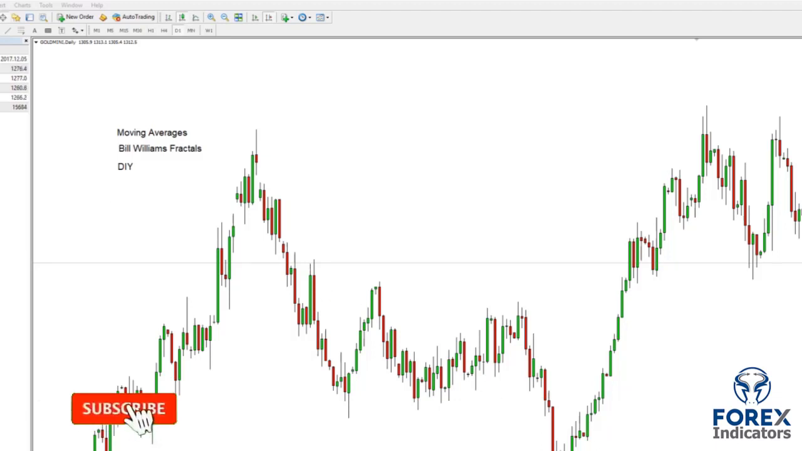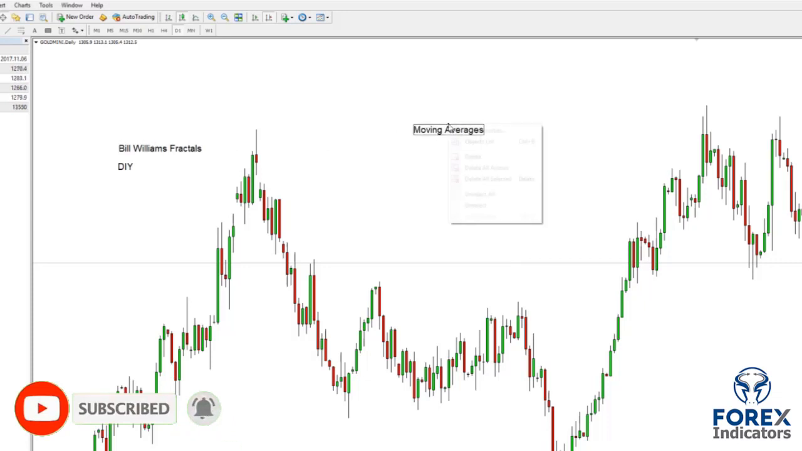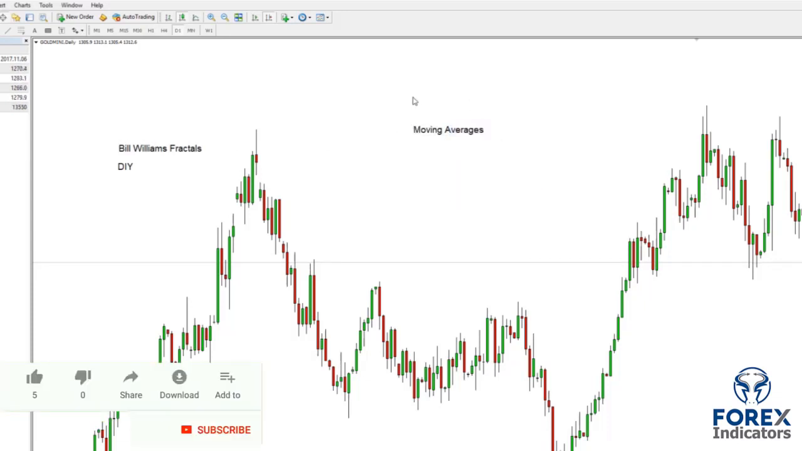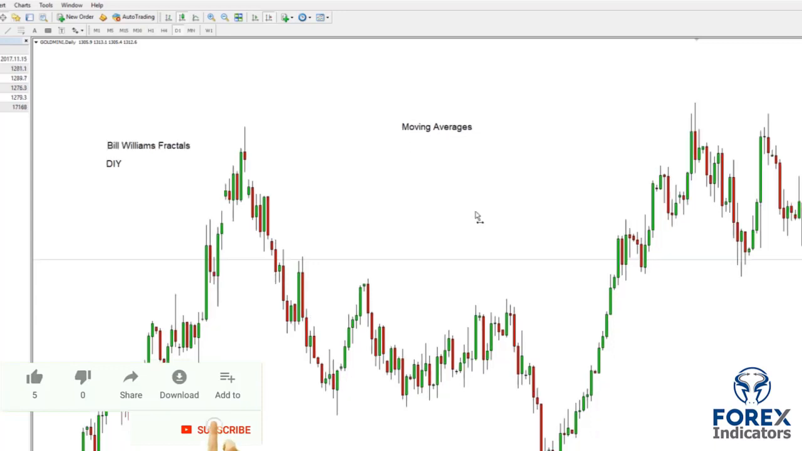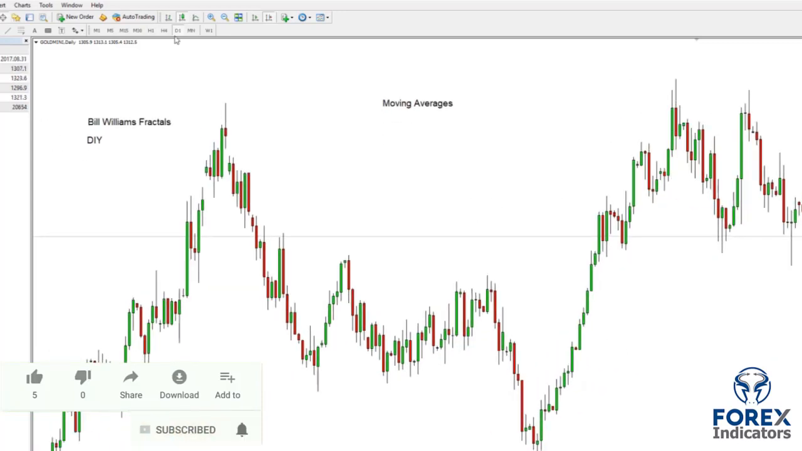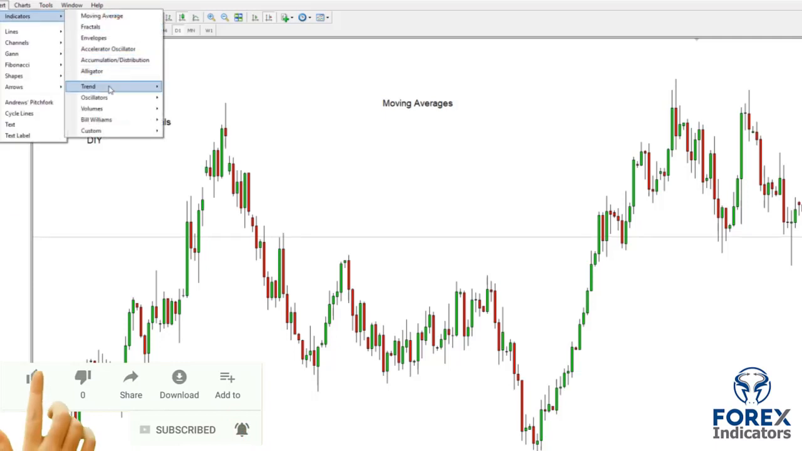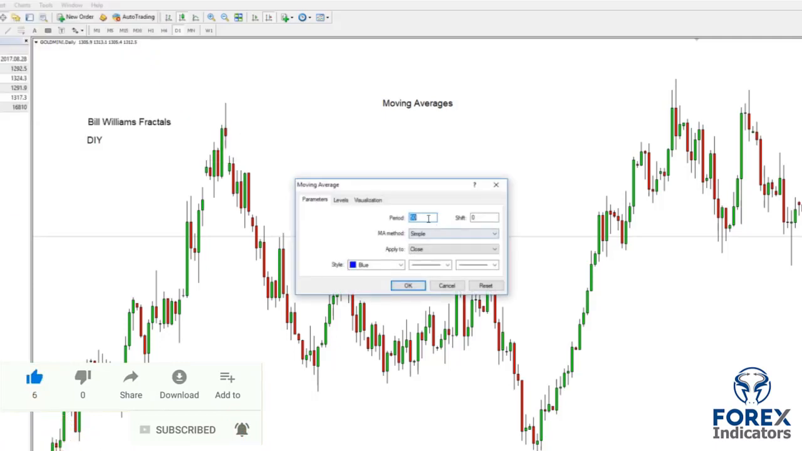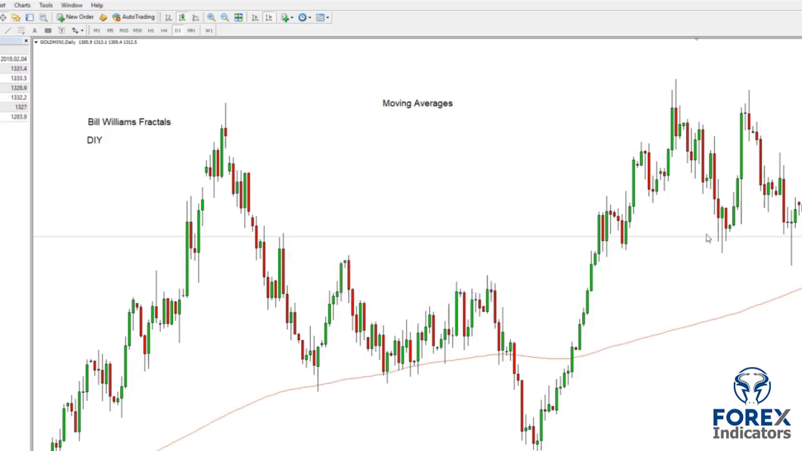Okay, we are on gold on the daily time frame, and we're going to start with moving averages. Moving averages are very common amongst traders for identifying trends, especially beginners. So we are going to insert probably the most commonly used moving average for identifying trends, which is the 200 simple periods. We're going to add it to the chart.